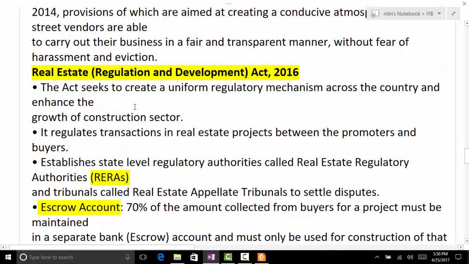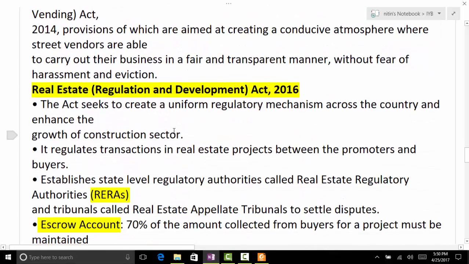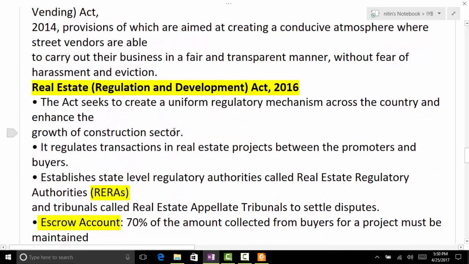So all these are components under this. Now there are acts linked to the housing sector. One is the Street Vendors Act. Another is Real Estate. Now this is also a very important act, the Real Estate Regulation and Development Act. For both PD and mains it is important.